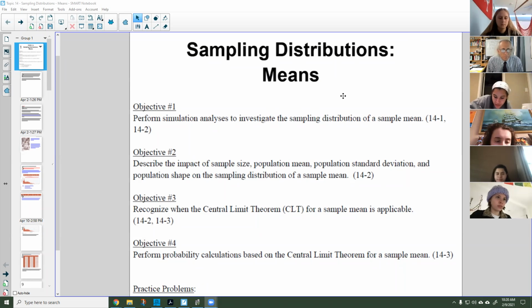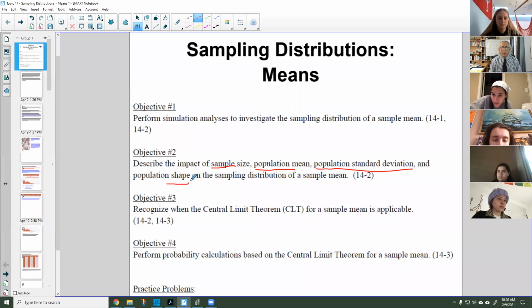All right. So we're going to do some simulation analysis. We are going to talk about sample size, population mean, population standard deviation, and population shape, and because we just did it with proportions, these are all going to be very familiar to you. We're going to talk about when the central limit theorem applies. Just like before, we had a formula for proportions to check whether it applies. We have a formula for means to see whether it applies. And then we're going to use all this to perform probability calculations.